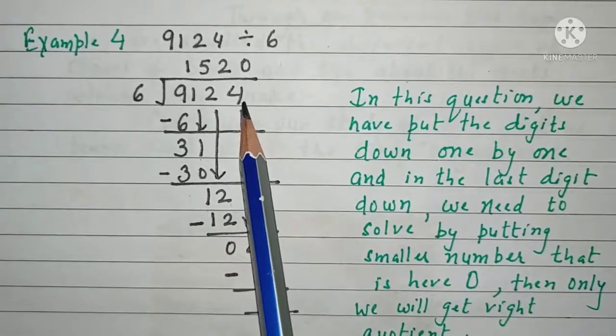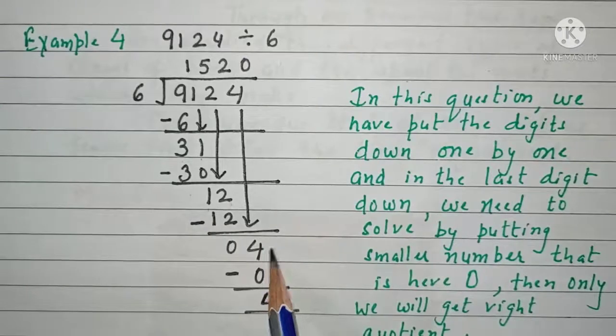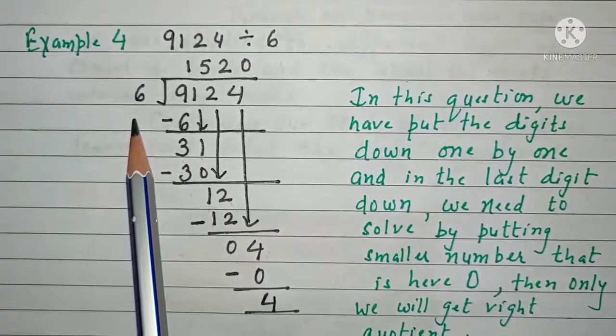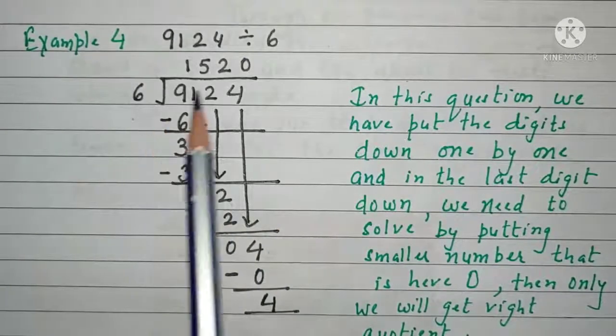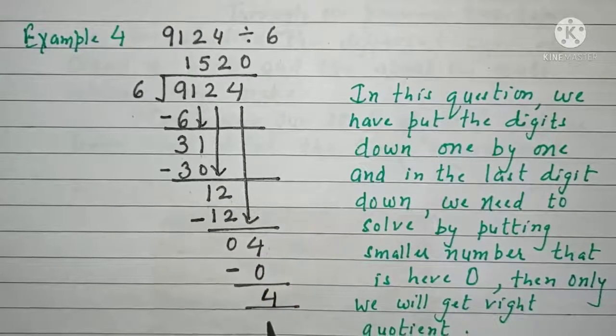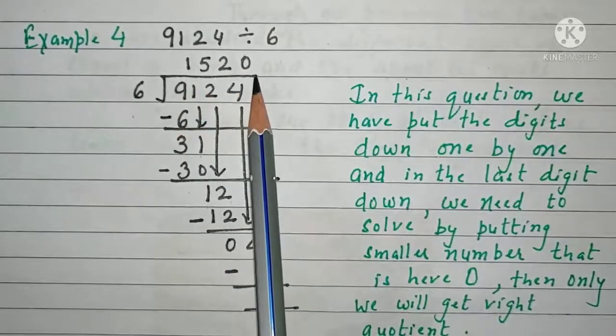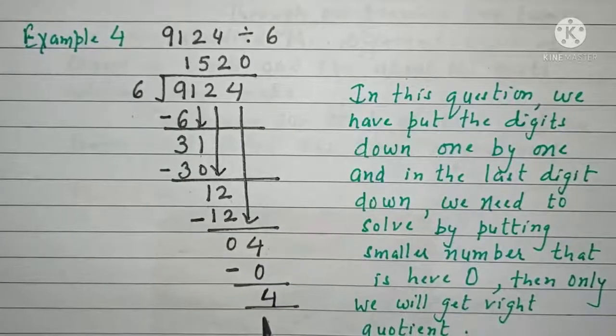Now the turn of bringing the ones place down, which is 4 here. And 4 is smaller than 6. So we will go for 6 zeros are 0. So 4 minus 0 is 4. So as per this example, the quotient is 1520 and the remainder is 4.